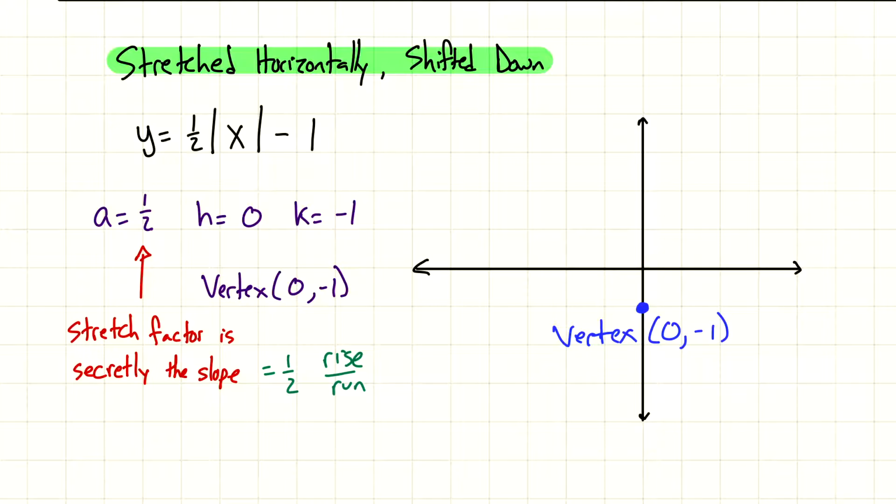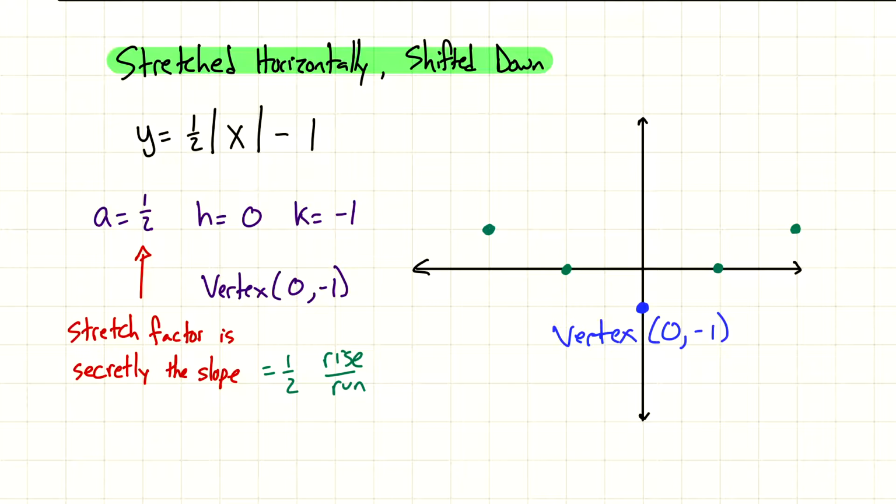So let's put those points in. Up 1 over 2, up 1 over 2. Now that's going in the positive direction. We still need to go in the opposite direction. So we go up 1 over 2 to the left, up 1 over 2 to the left. So we're going to have points here and here. And you try to go as far as you have room on your graph.